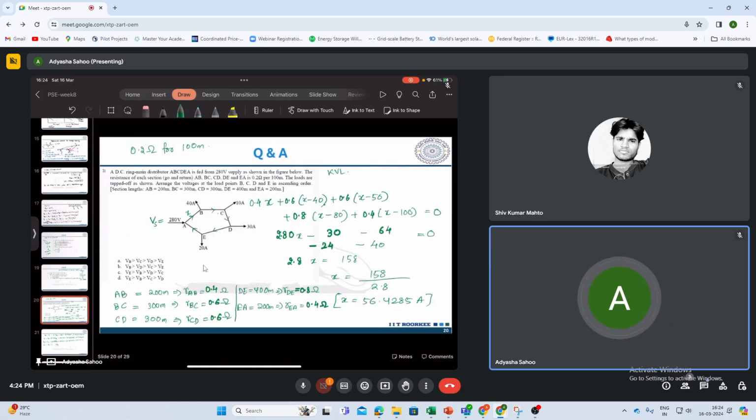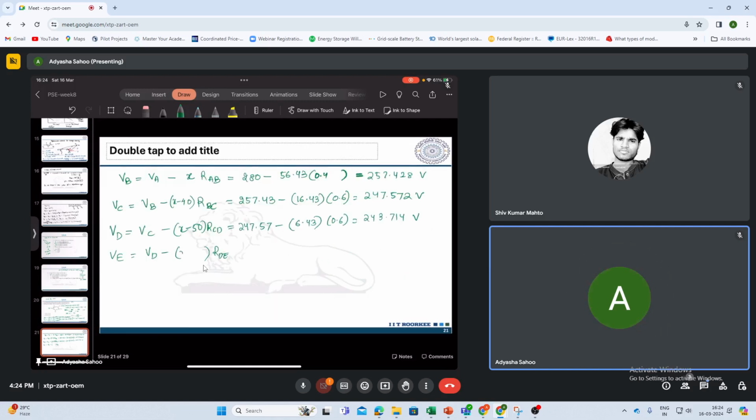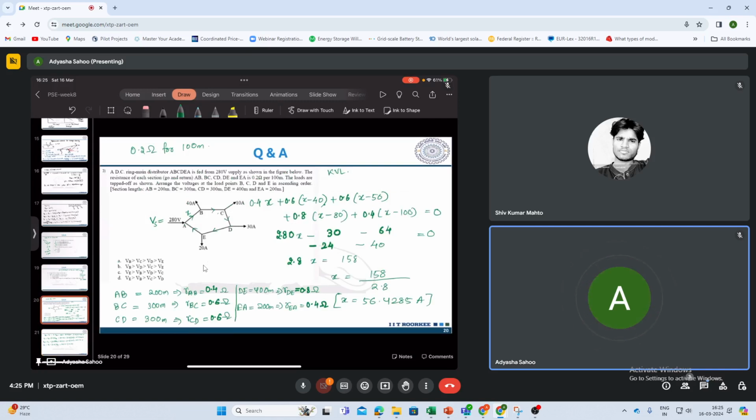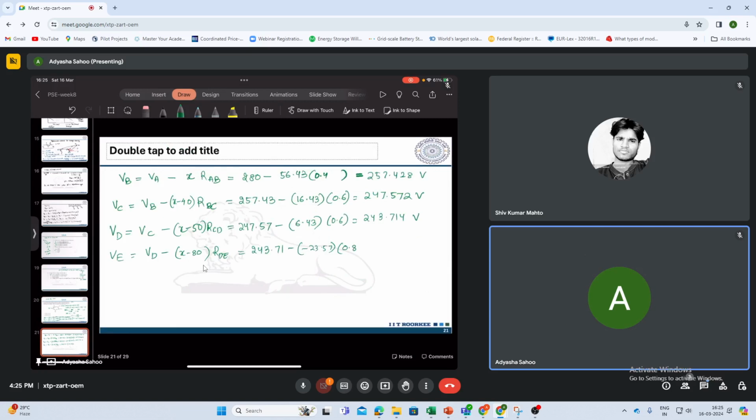Similarly, VE will be VD minus RDE, and previously it was X minus 50, so now it is X minus 80. So 243.71 minus, 56.43 minus 80 gives minus 23.57 times RDE, which is 0.8. So that will give us 243.71 plus 23.57 into 0.8, so 262.566 volt.